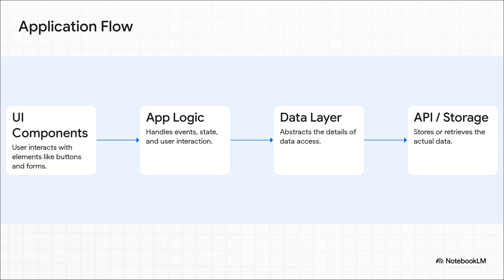It all starts with the UI, right? A user clicks a button, that event gets handled by your application logic. The logic then tells the data layer, hey, I need this information. And finally, the data layer goes and gets it from your API or local storage. See? It's a clean, predictable journey that makes your app so much easier to understand and debug.